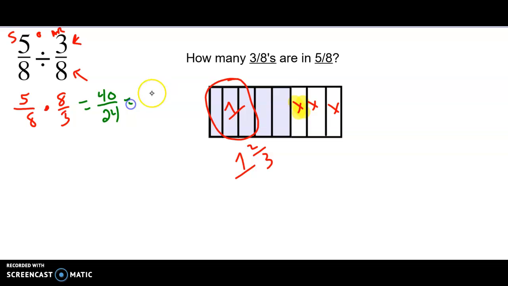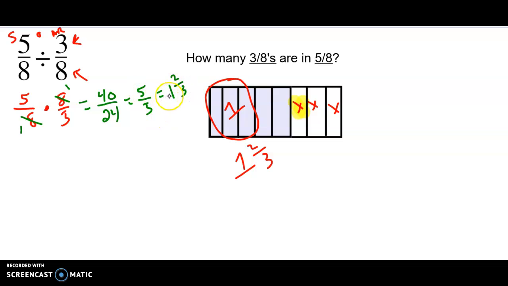Then I can simplify that by 8 and get 5/3. Now, personally, I would have cross-simplified the 8s, put those into a sled, and I still get 5 times 1 is 5. 1 times 3 is 3. 5/3. Doesn't matter how you get it. And 5/3 is another name for 1 and 2/3.